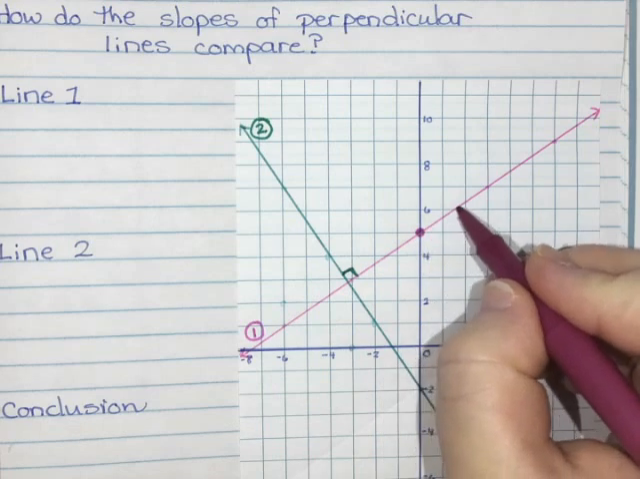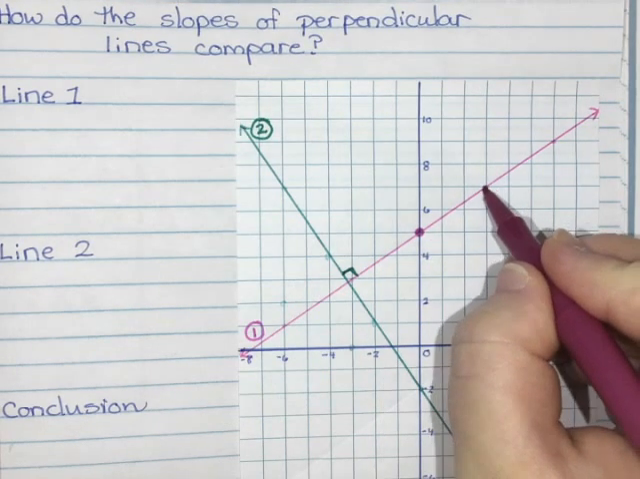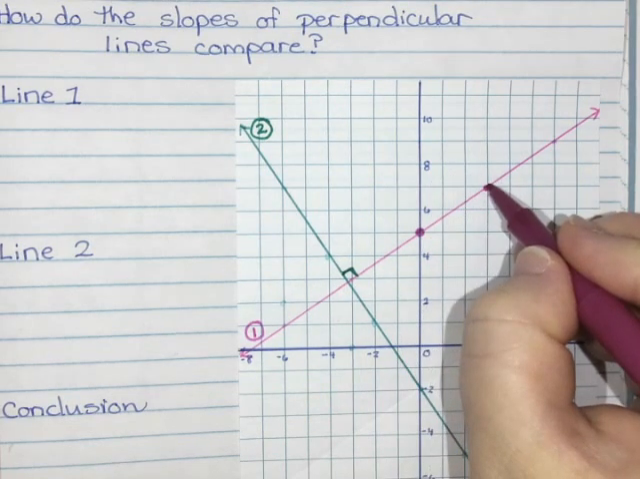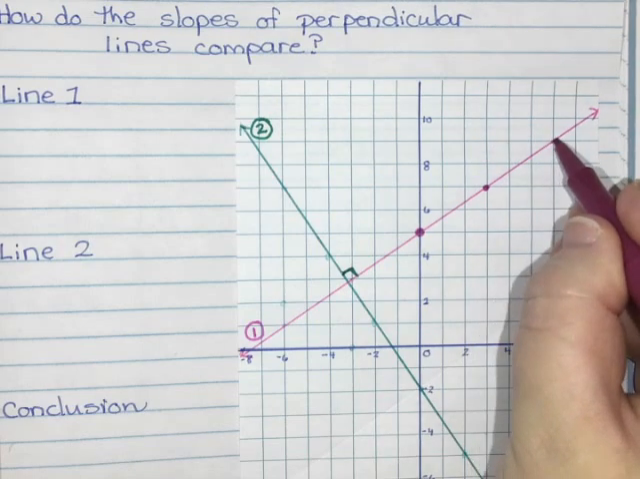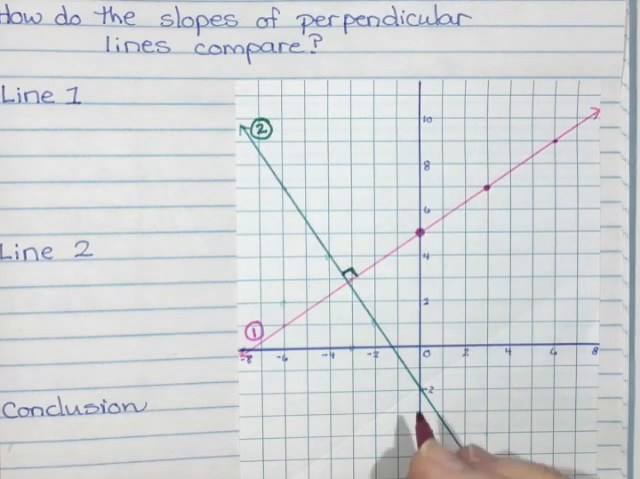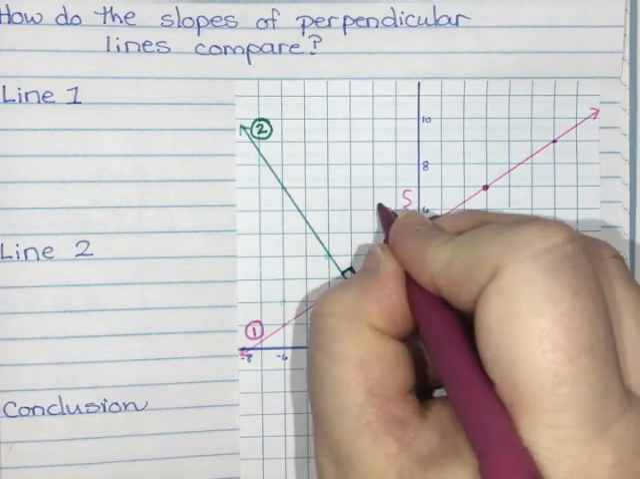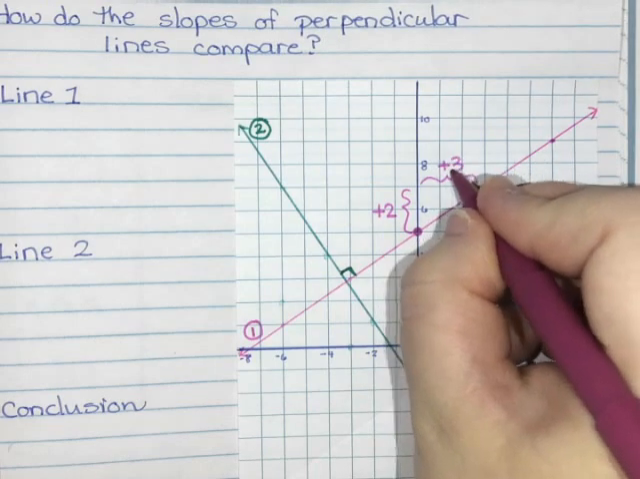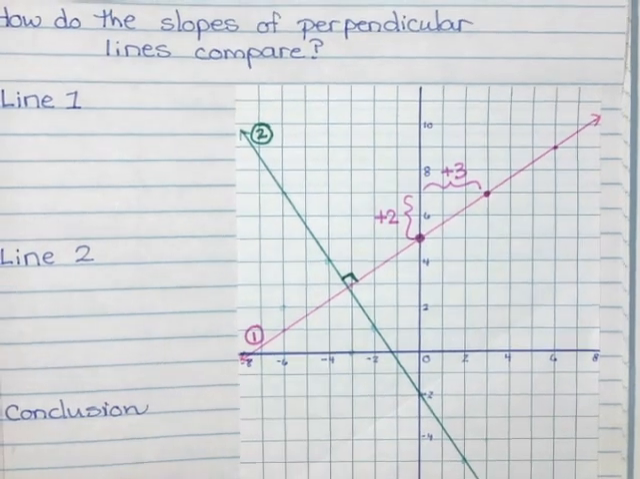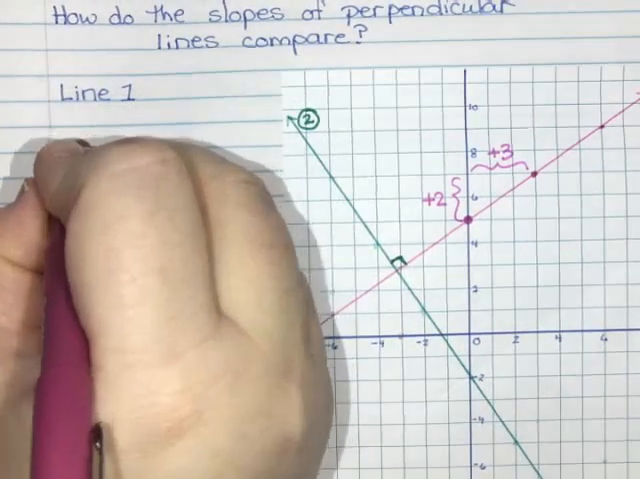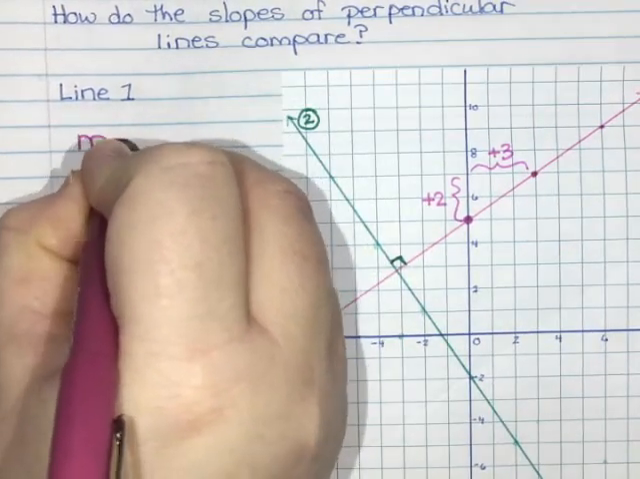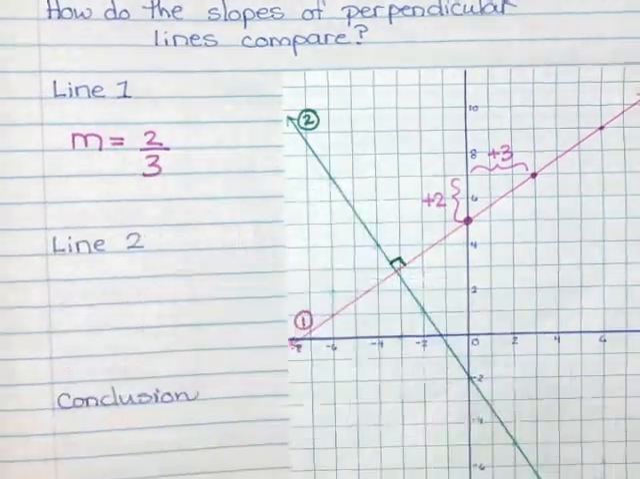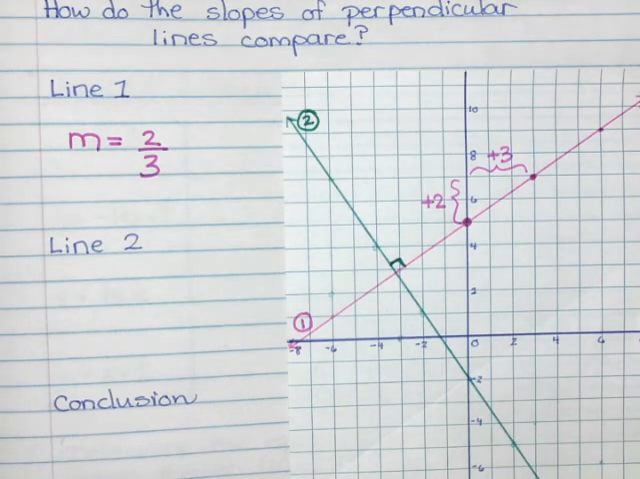The first clean point I have appears to be here, which would be 2 squares up and 3 squares over. And if I do that again, 2 squares up, 3 squares over, I am still on the line. So I feel confident that the slope of this line is going up 2, and we're adding 3 onto our x. So this has a slope of 2 over 3. I don't know if you noticed, but it's actually the same line as it was in the first example on parallel. So our slope for that line was 2 over 3.